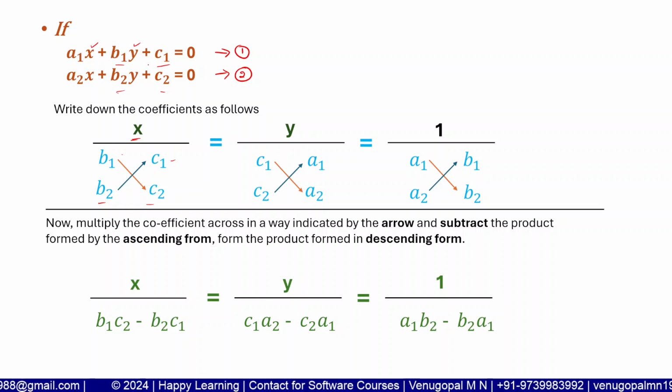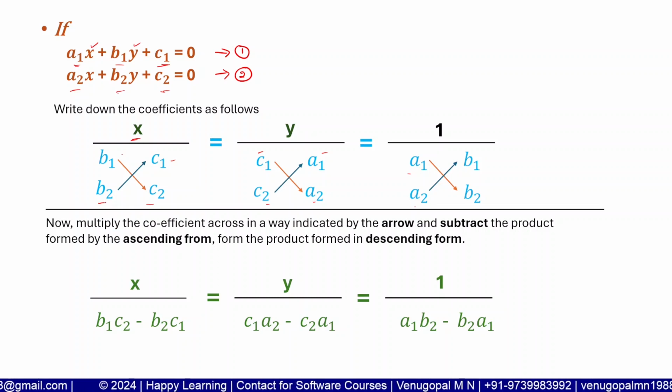Then let us create the format for y, the coefficient for y. Y is divided by c1 and a1, and then c2 and a2 below. Similarly, for 1 divided by, we write a1 and a2, and then b1 and b2. These are the coefficients of equation 1 and equation 2. In the top line we have written the equation 1 values, and in the bottom line the equation 2 values.